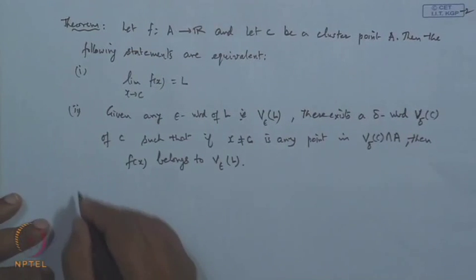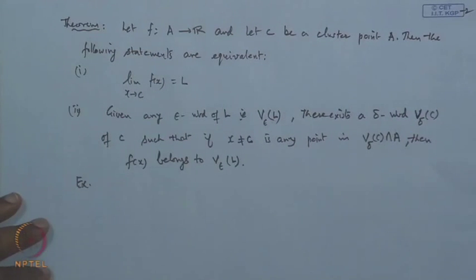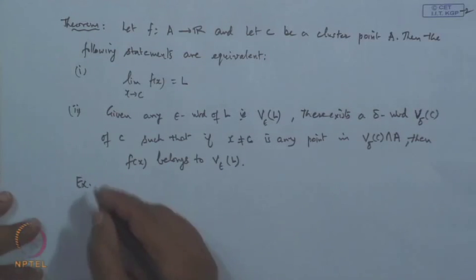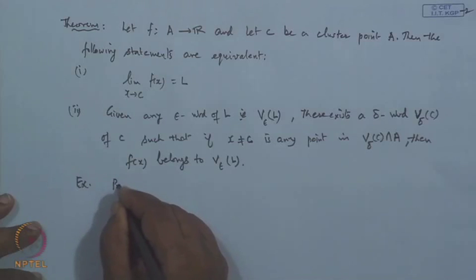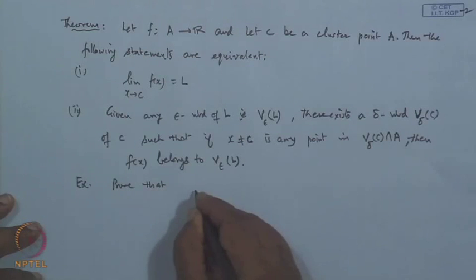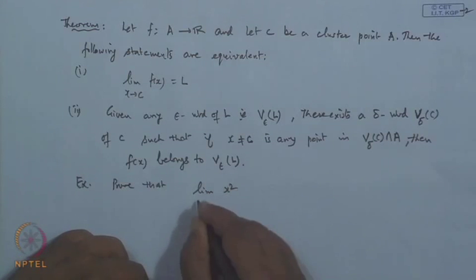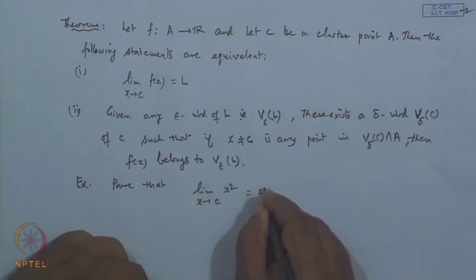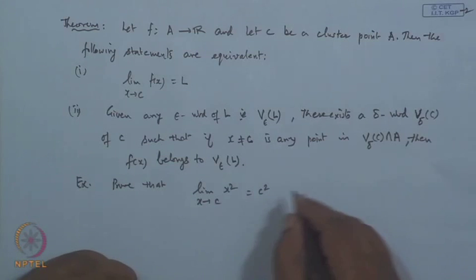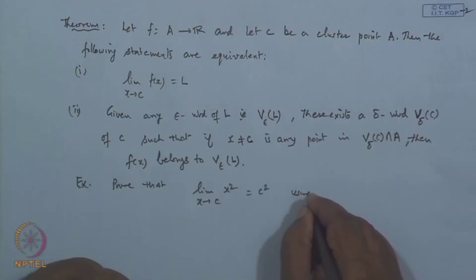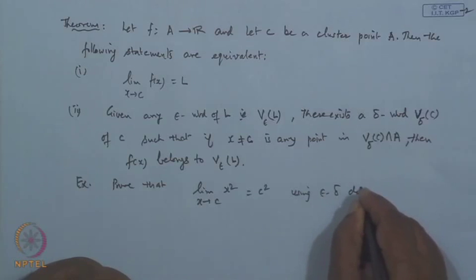Okay. Let us take a few examples using the epsilon delta definition. Suppose I want to show, prove, that the limit of the function x square as x tends to c is c square, using the epsilon delta definition.